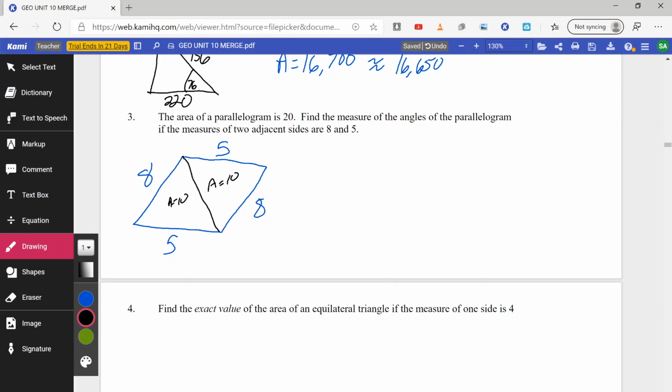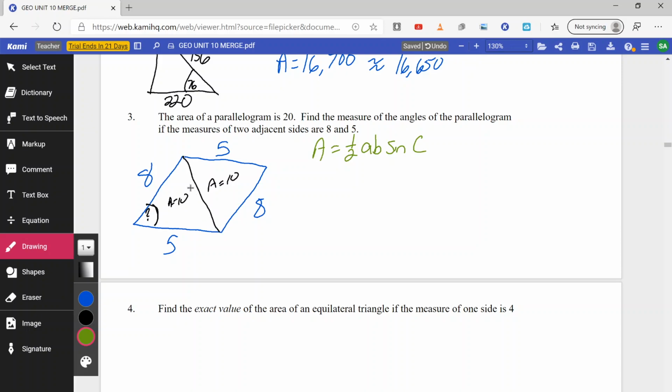So because we know our final answer, we can find this angle. This angle is our unknown. So what we want to do is use our formula: area equals 1/2 ab sine C. And we can figure out this angle, and once we know this angle, we can figure out the other angle. So we're just going to plug in the numbers that we know.